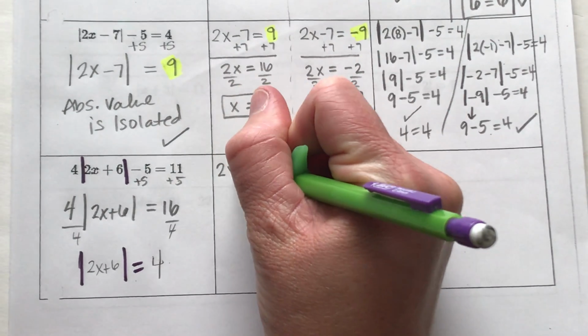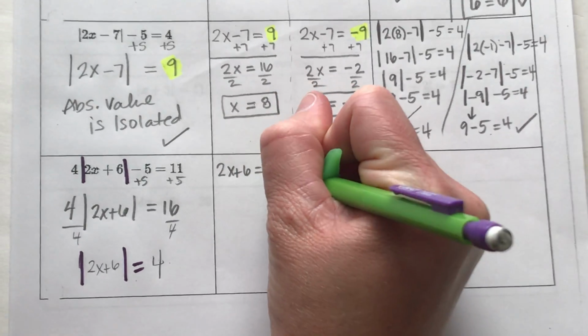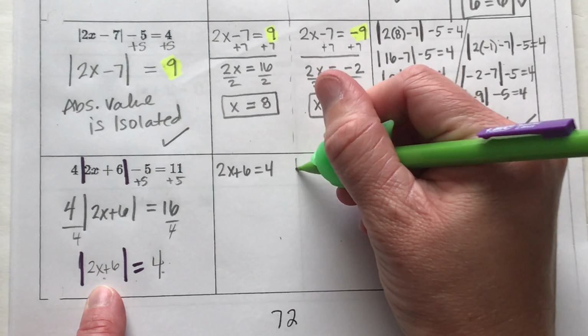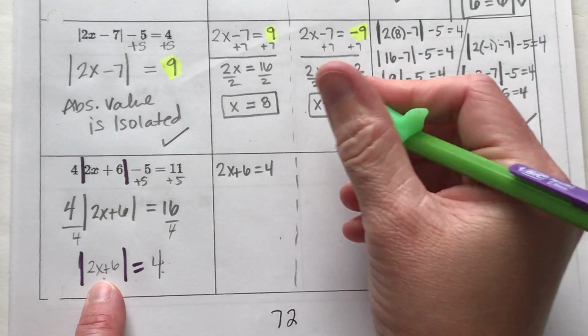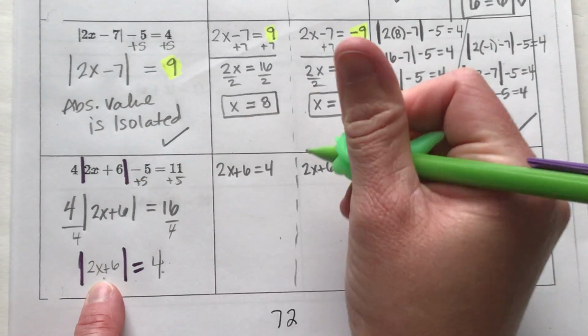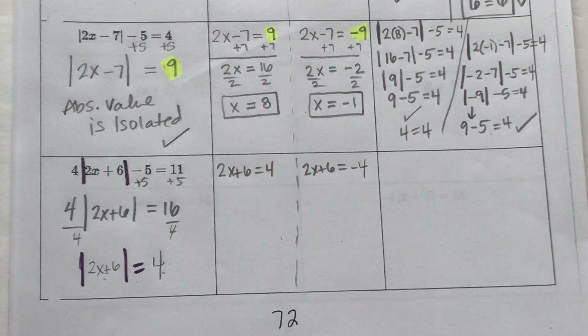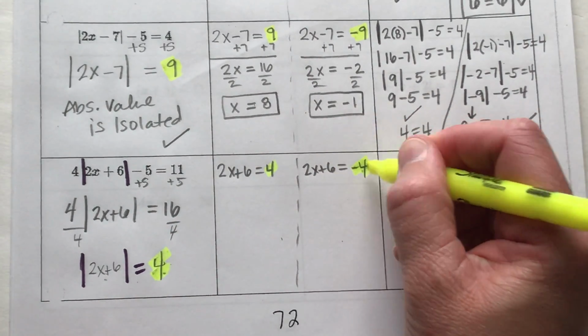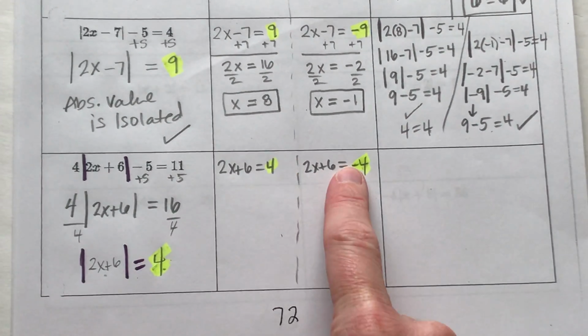So I'm going to show that 2x plus 6 could have been positive 4 in here to turn out a 4, or the 2x plus 6 could have been inside of here a negative 4, and that will still pop out a positive 4 here. So that's what I'm altering here to solve, positive 4 and negative 4.